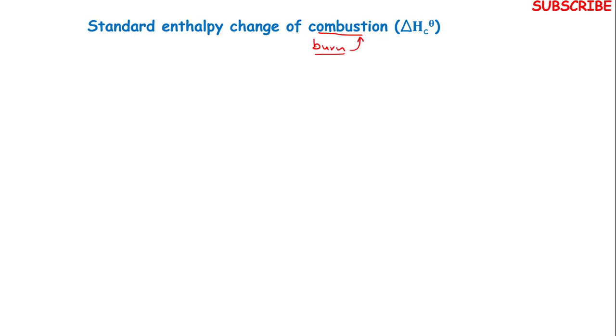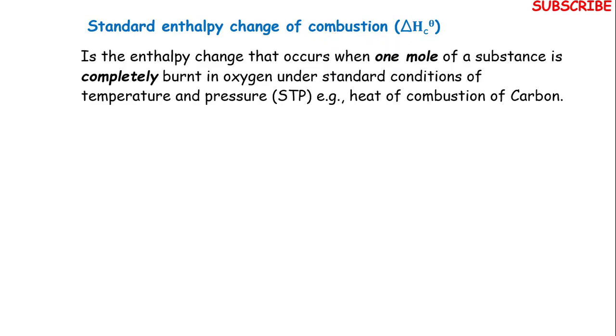However, we know that the main active component of air is actually oxygen. So our combustion will mainly be restricted to burning of these substances in oxygen. So the enthalpy change that occurs when 1 mole of a substance is completely burnt in oxygen under standard conditions of temperature and pressure is our enthalpy change of combustion. Take note, we are talking about 1 mole of a substance, and then we are burning it completely in oxygen under STP. So let's look at some scenarios and see what we exactly mean by 1 mole of a substance completely burnt in oxygen and so on.